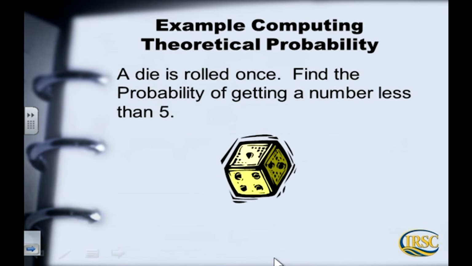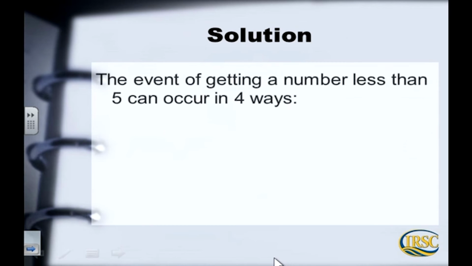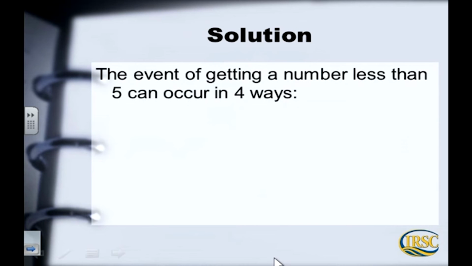So if a die is rolled once, find the probability of getting a number less than 5. So we're looking at a 6-sided die here. And so if we're looking for the probability that we'll get a number less than 5, then I want you to think about what this means in words first before you try to figure out the answer. Okay, so the event of getting a number less than 5, that's our numerator. It can happen in 4 ways. So you could either get a 1, 2, 3, or a 4.